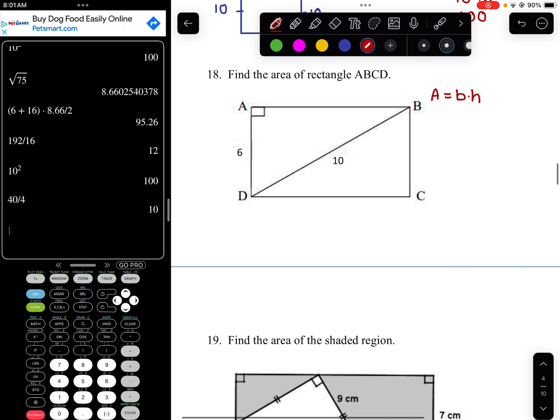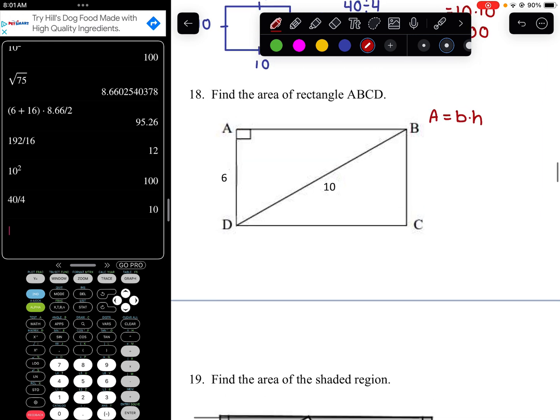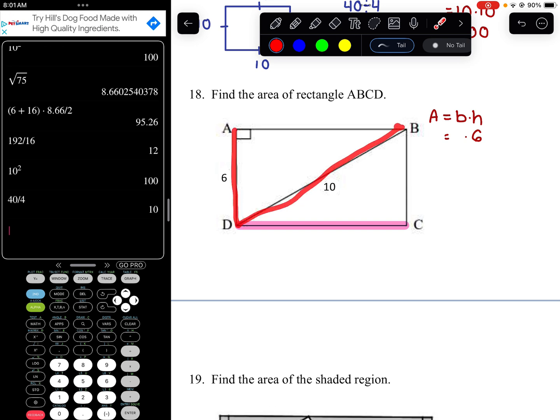Let's take a peek at question 18. The area of a rectangle is given by base times height. You do not know the base of your rectangle, so we need to solve for that. But we do know the height of our rectangle is 6. This ends up making a right triangle where we can solve for the missing side. If this is 6, the right side is also 6.